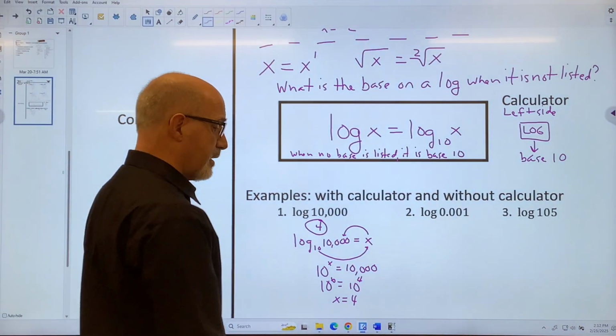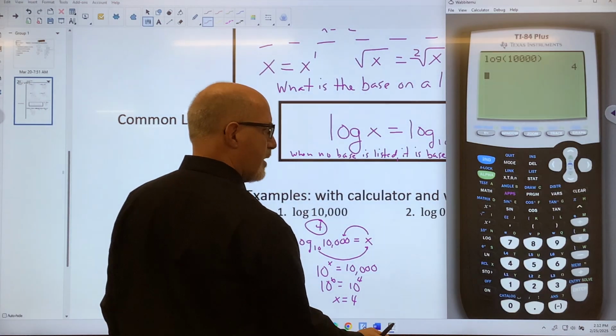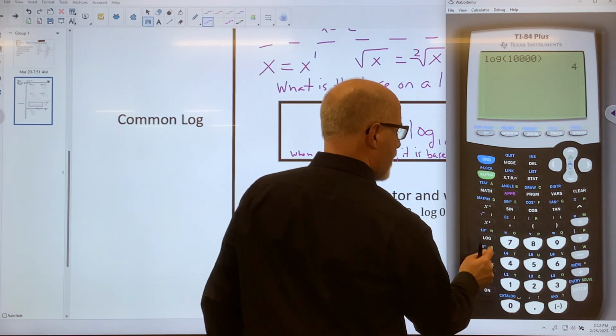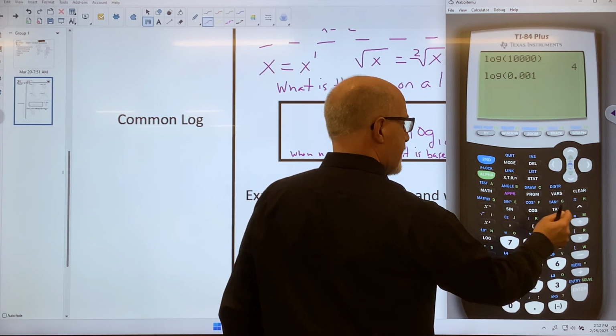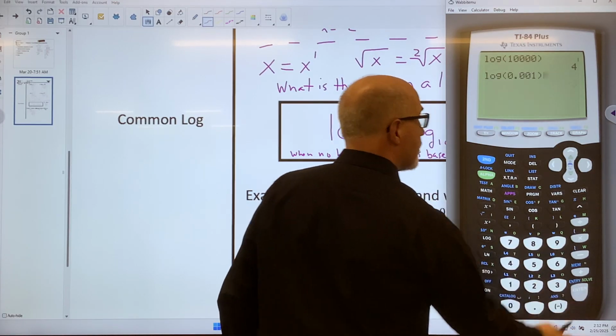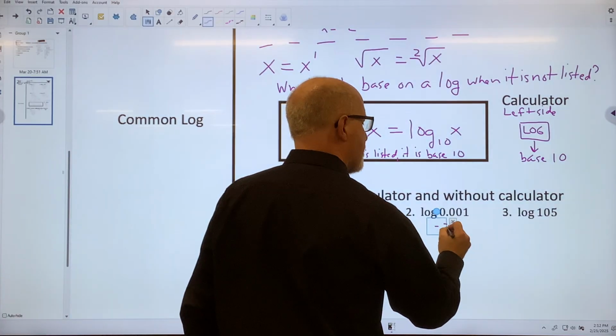Let's look at this one. Let's use the calculator first. Log of 0.001. So if we do log of 0.001, that is equal to -3 with a calculator. Nice and simple for that.